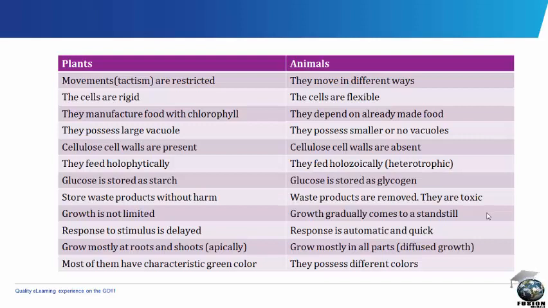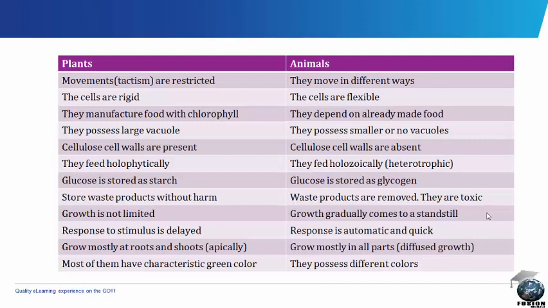In plants, waste products are stored without harm. In animals, waste products are removed because they are toxic. In plants, growth is not limited, but in animals, growth gradually comes to a standstill. In plants, response to stimulus is delayed, but in animals, response is automatic and quick.